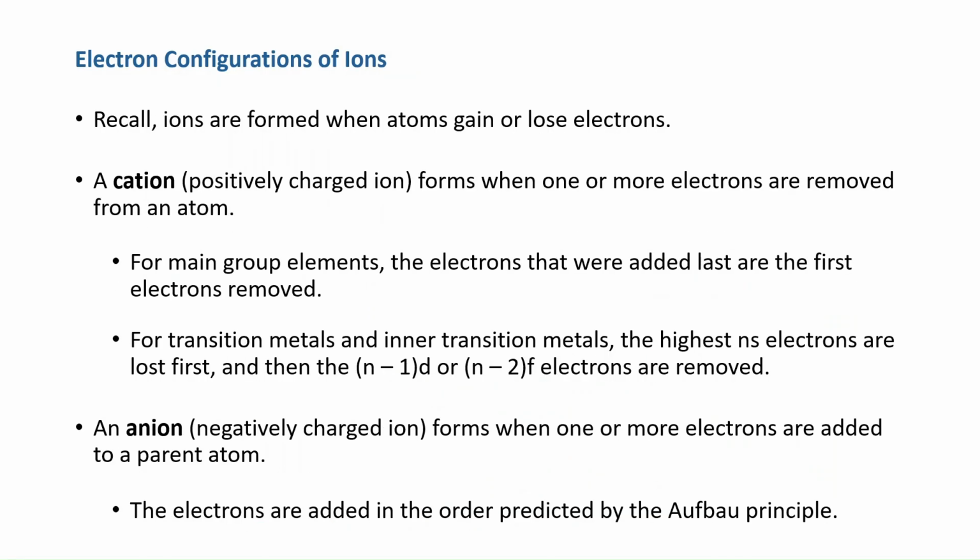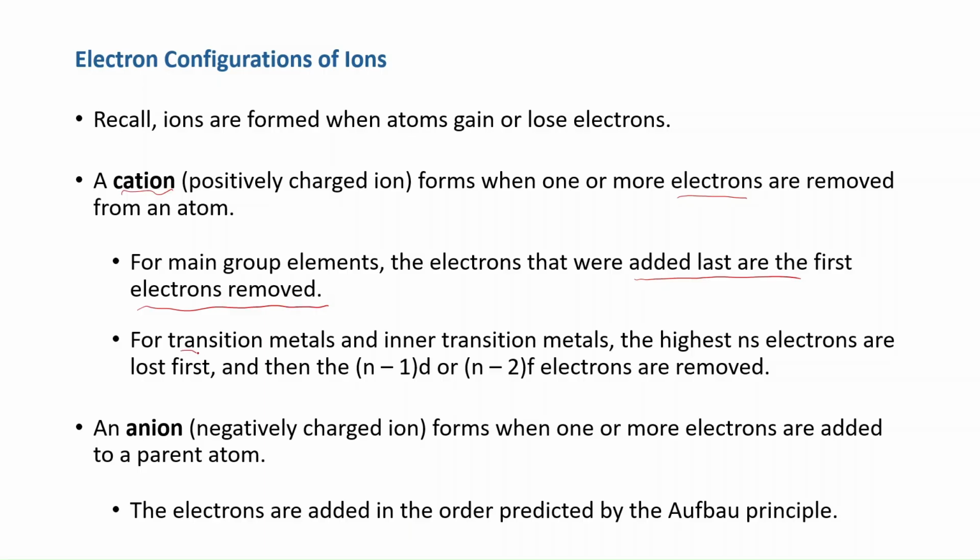Now, what do we do with ions? Well, remember, an ion is an atom that gains or loses electrons. So a cation means that you lose electrons. The key is which electrons do you remove? For main group elements, meaning you're filling the s or the p orbitals, the last added are the first out. Kind of like in a job, the last person hired, the first person released.